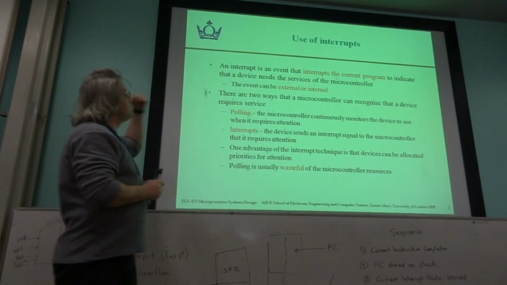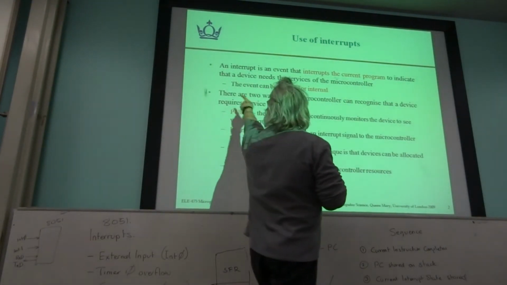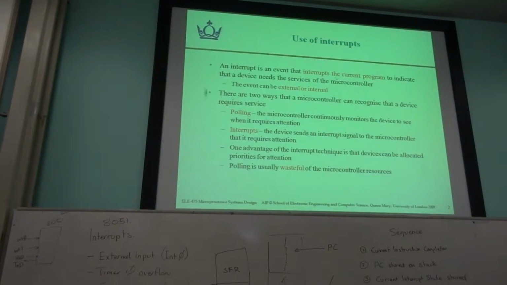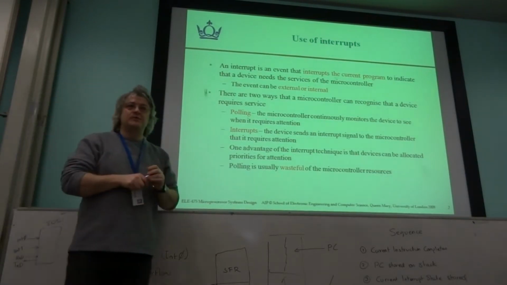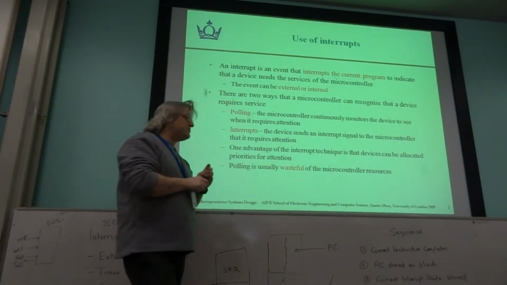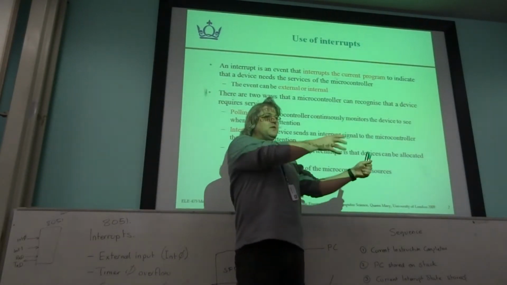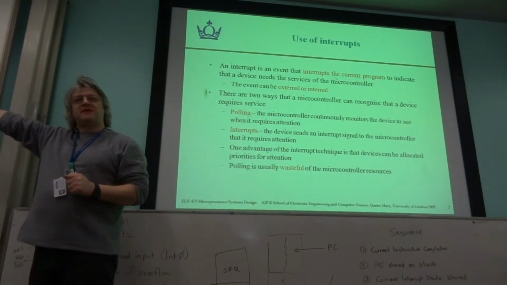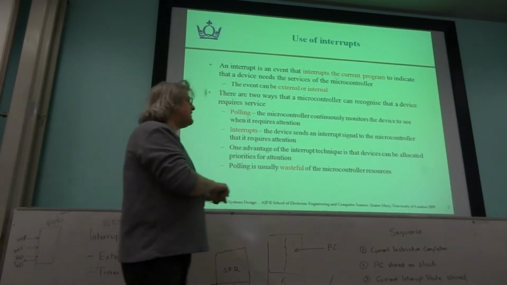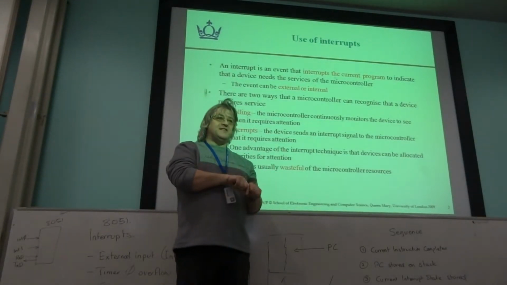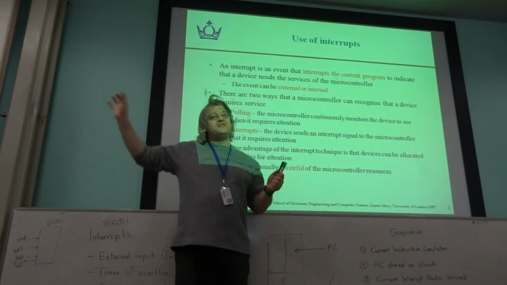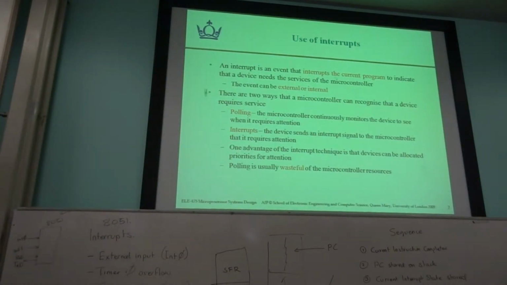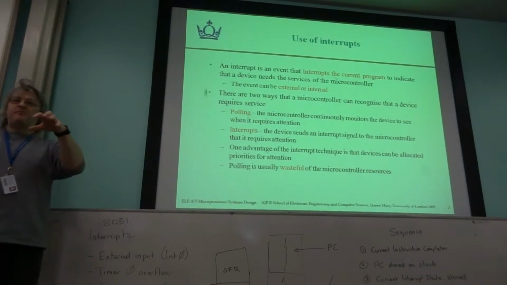So, an interrupt is an event that interrupts the current program to indicate that a device needs servicing. Okay? The trigger for the interrupt is some kind of hardware thing. The nice thing about interrupts is you can be getting on doing some other work, like making a cup of coffee or whatever. You don't have to keep checking, oh, has that interrupt happened yet? You can rest assured that if you've enabled the interrupt, if it arises, though your program will be suspended, the interrupt will be dealt with.